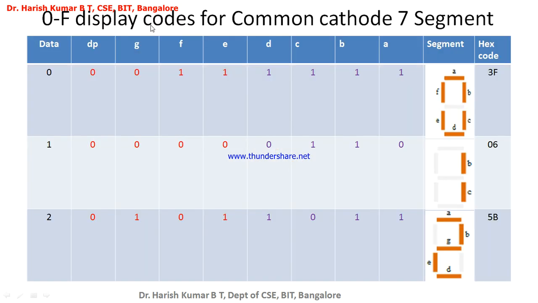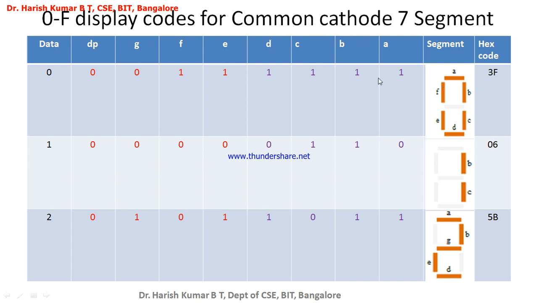Now for displaying the codes for the common cathode 7 segment display, how do I need to write the codes? Say for example, I want to display 0 in the 7 segment, and 0 looks like this. I want segment A to be on, B to be on, C to be on, D to be on, E to be on, and F to be on. I'm saying we are using a common cathode 7 segment.